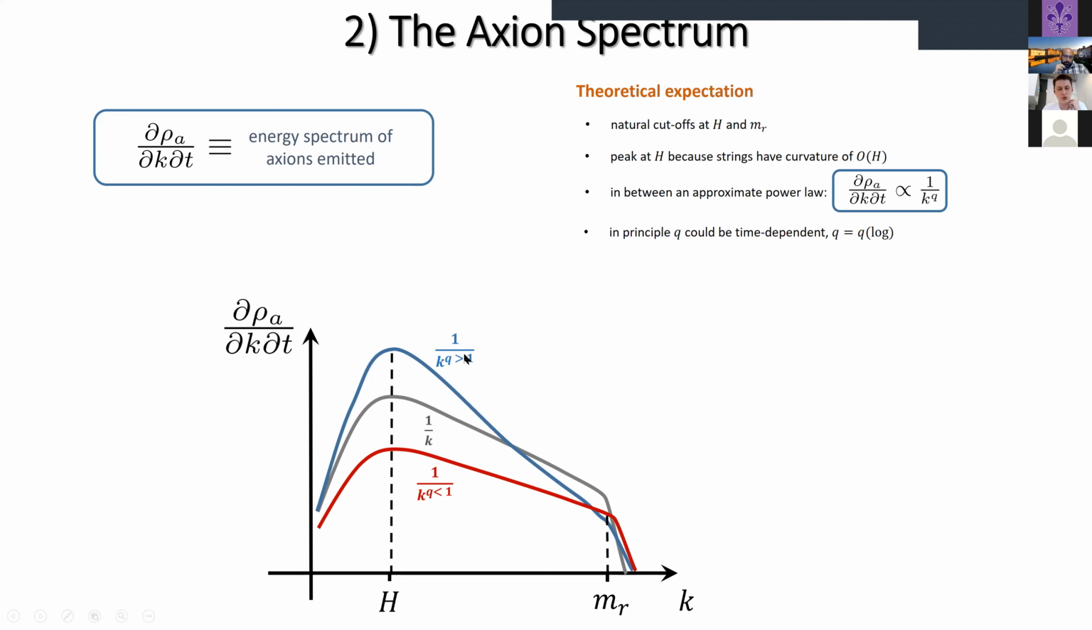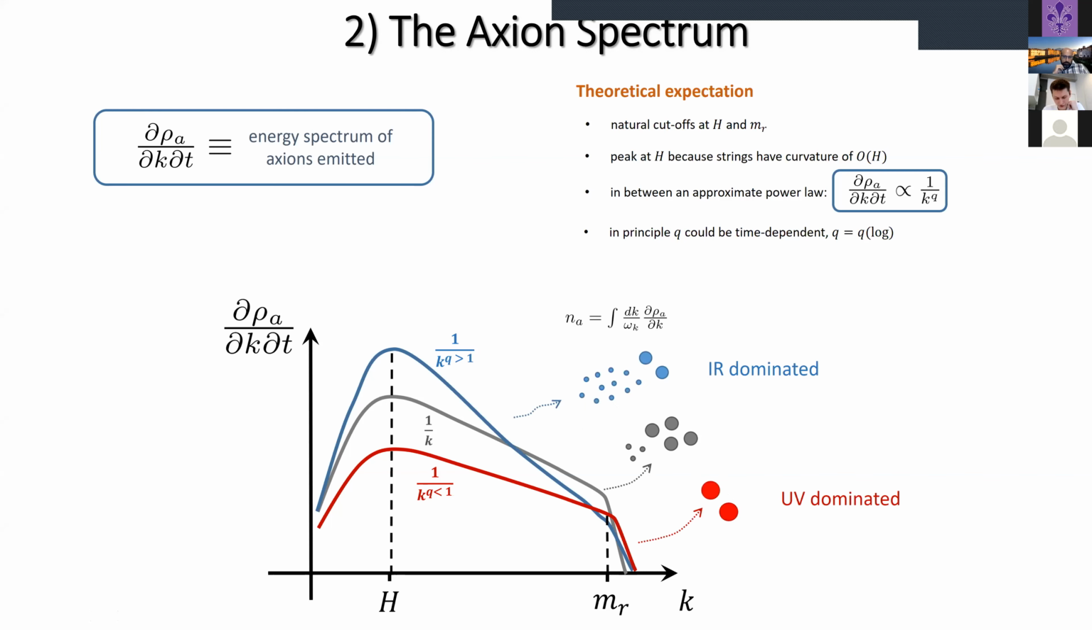and it has a broad peak at the momentum of order Hubble, and most of the energy is emitted at the momentum of order Hubble. On the other hand, if q is smaller than 1, the spectrum is UV dominated, and most of the energy is emitted at momenta of order m_r over phi, which are UV momenta. In the first case, most of the energy is stored in axions with small momentum, and there is a large number of them. In the second case, instead, most of the energy is stored in few axions, which are UV, with momentum of order m_r over phi.